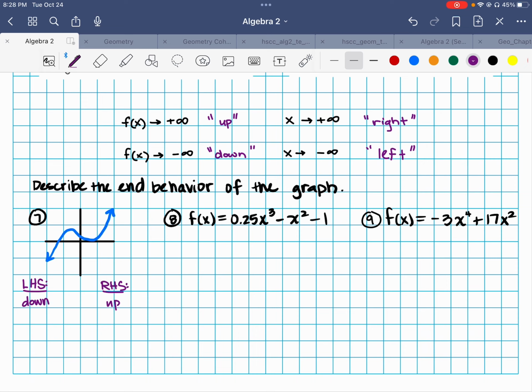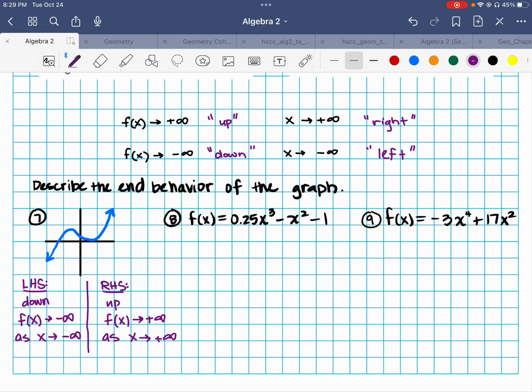So now we're going to write our analysis in math terminology. What we'll say is that f of x is going to negative infinity. That's how we say down. And we're going to say it's going down as the x is on the left-hand side, which means x is on the negative infinity side. But then we have our right side end behavior, which says that the graph goes up to positive infinity as the x is on the right-hand side, as x goes to positive infinity. Now, that's how you look at it when you see the graph.